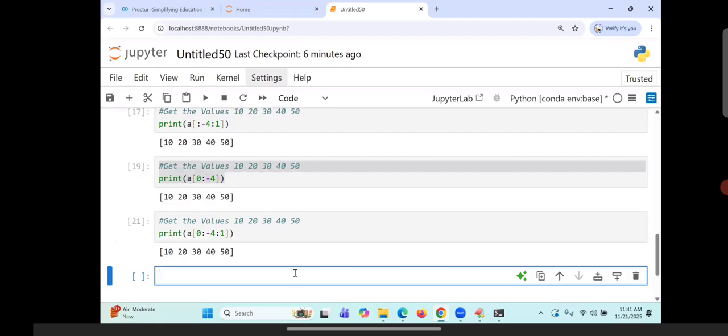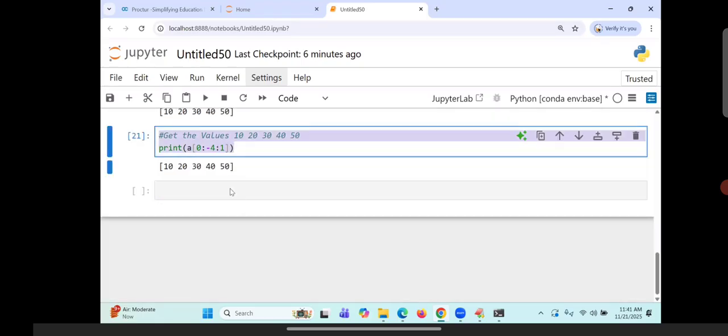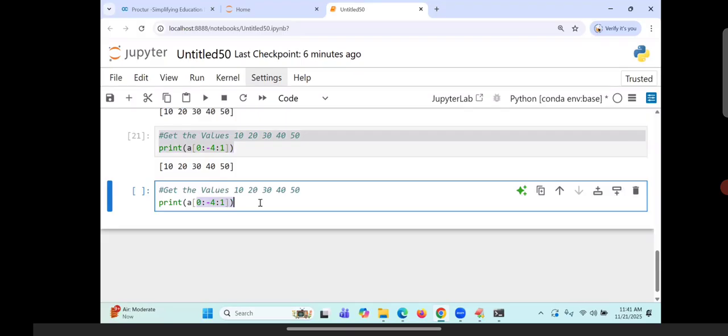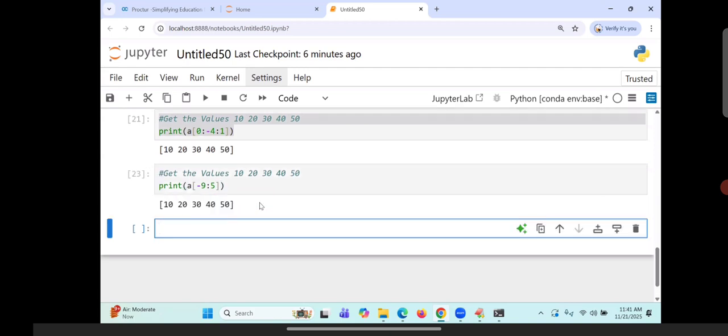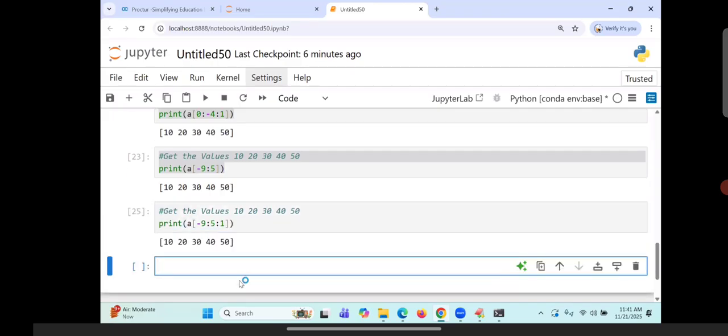It will give you the same answer or not? Another way, last and final way, I'm going to take up minus 9 colon 5. Okay, good. So this also will give you the same data. And the last and final, I can write it as colon 1. It also gives you the same data.